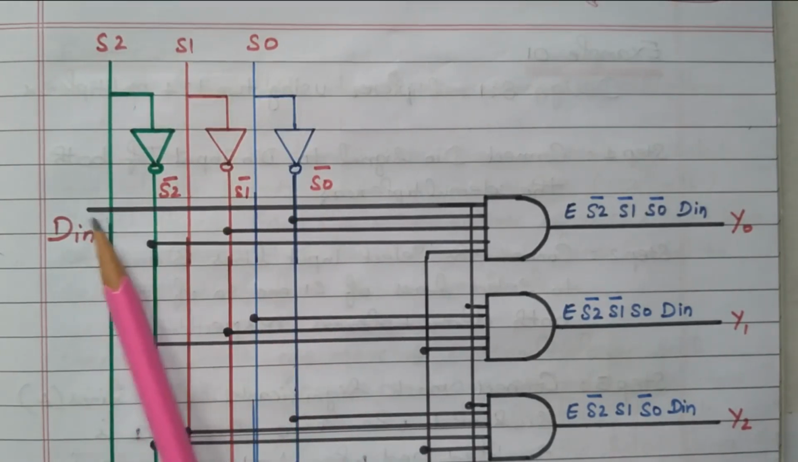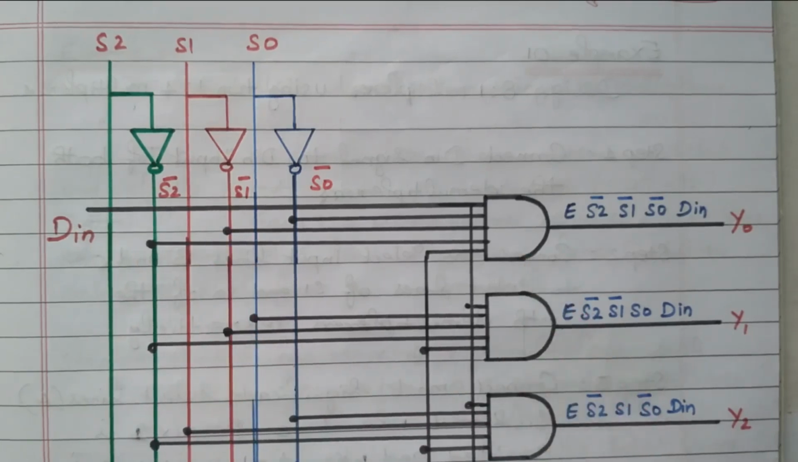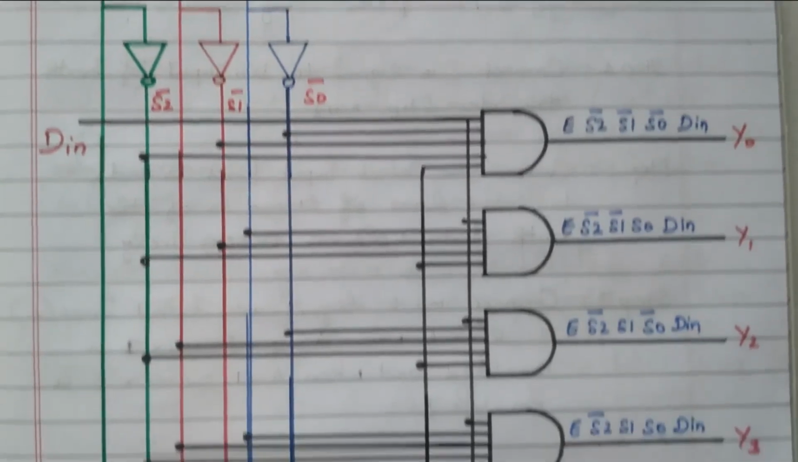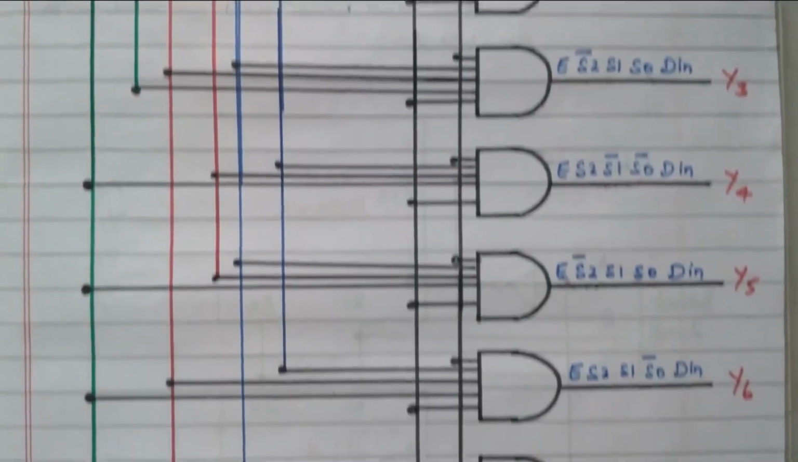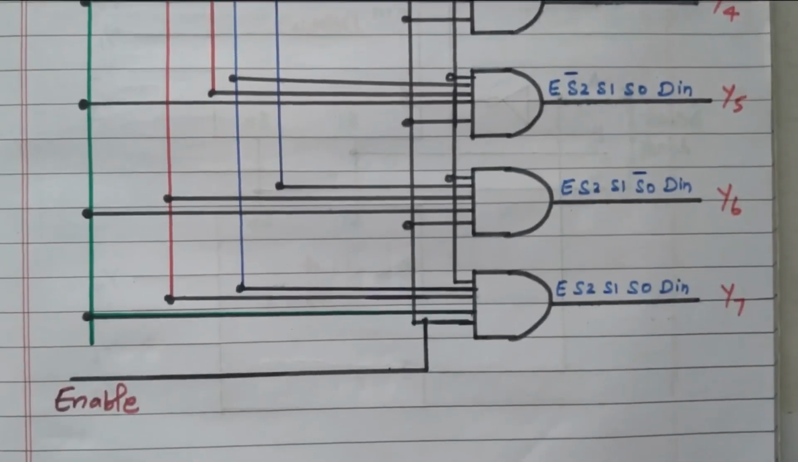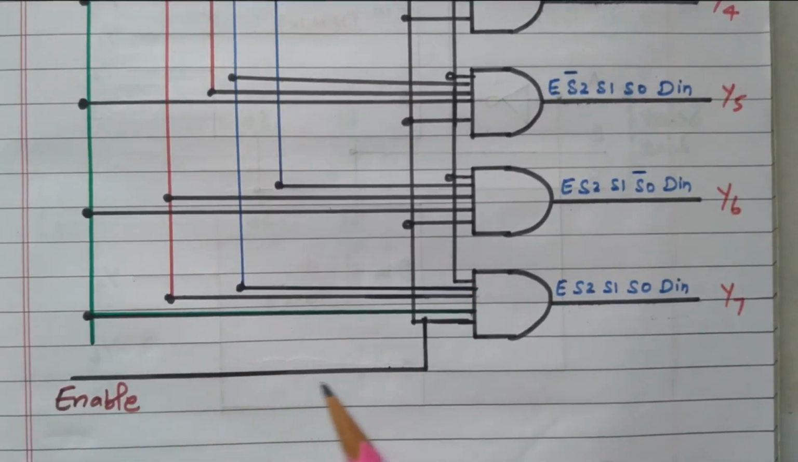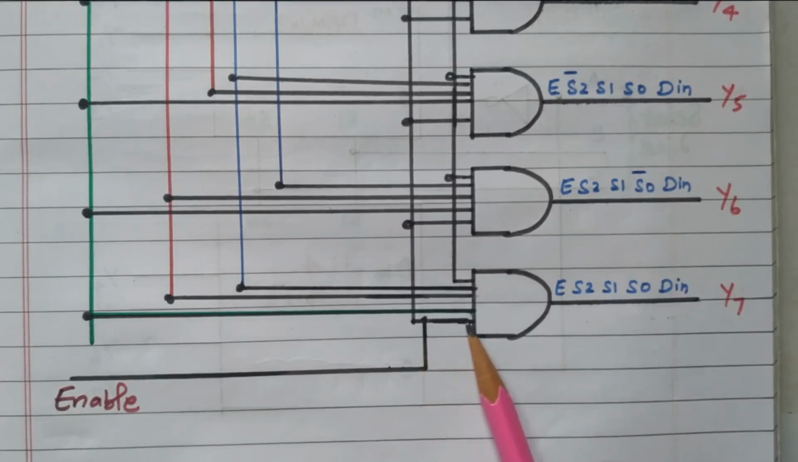This is the data input, D input, right? Because of 8 outputs, we have 8 different AND gates available. In all 8 AND gates, the data input is connected. This is the data input, right? We have one more input, enable, available. We already discussed, if enable is 1, then only the circuit will be activated, otherwise the circuit will be deactivated, right? So this enable is connected in all the AND gates, right?